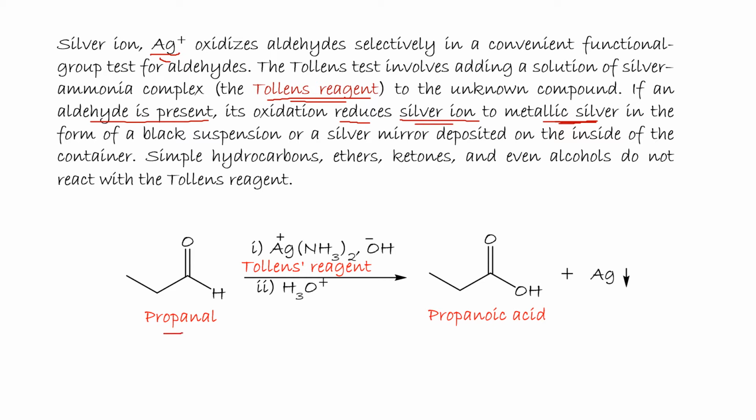So here propanal with Tollens reagent, ammoniacal silver nitrate in basic media, you get the salt of propanoic acid. To get the free acid, you have to add acidified water. And from this reaction, you get the deposition of silver 0 metal.